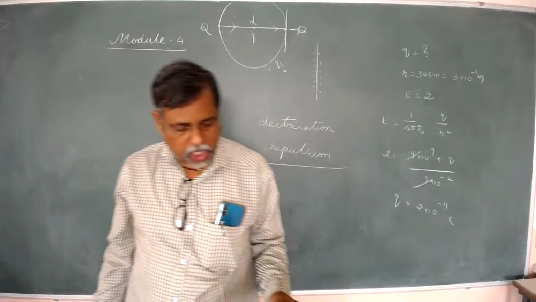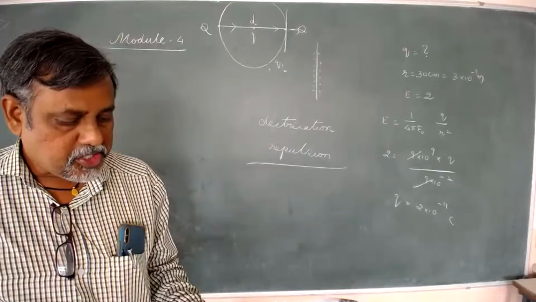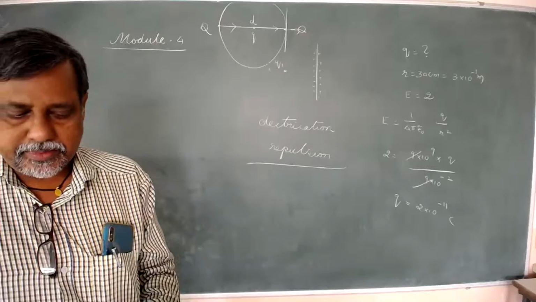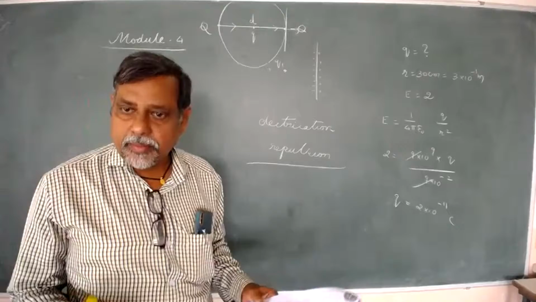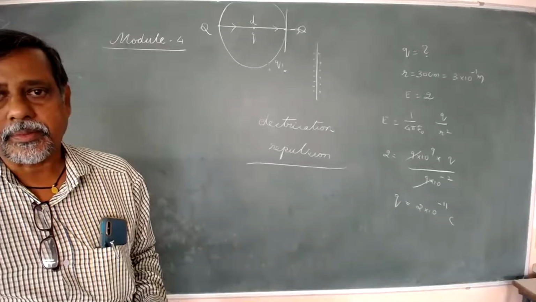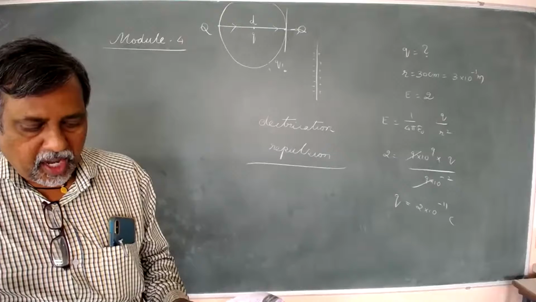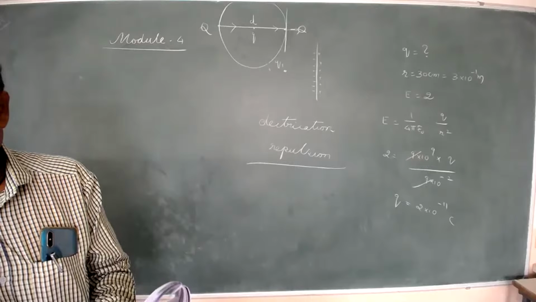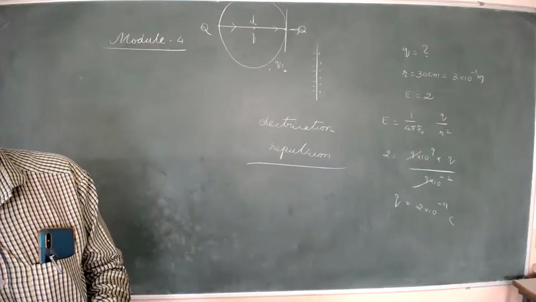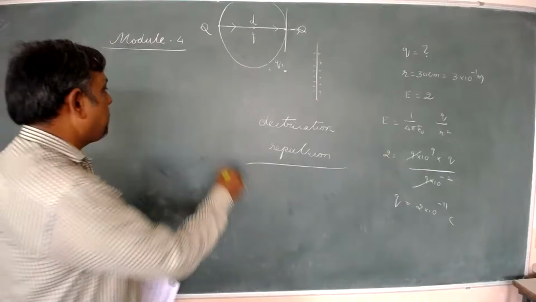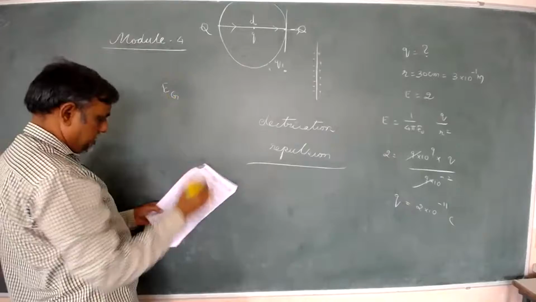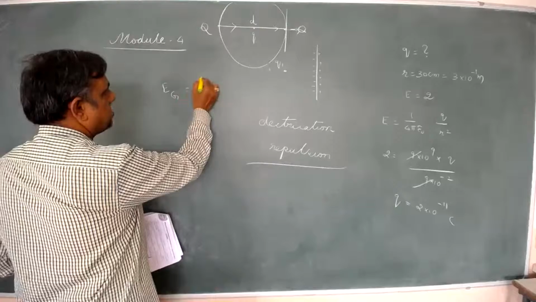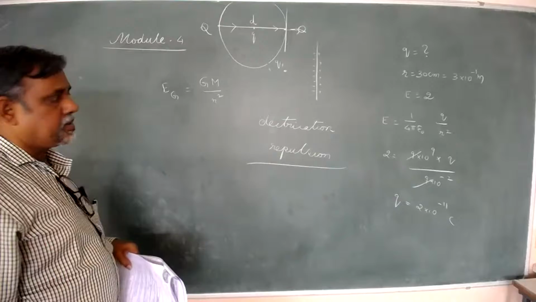Next question. A dimensionless body having a physical quantity varies as 1 by r square, where r is the distance from the body. This physical quantity will be nothing but... Gravitational field formula. Gravitational field is G into M by R square. Understood? G into M by R square.